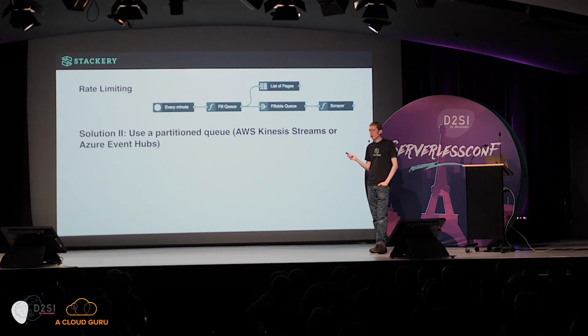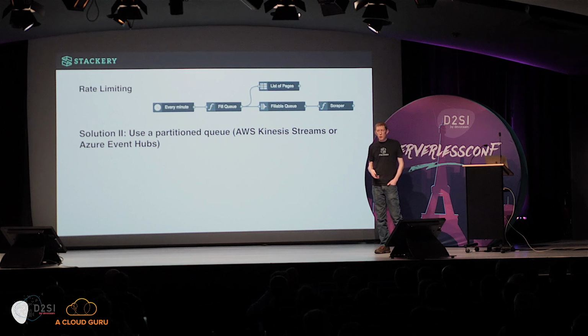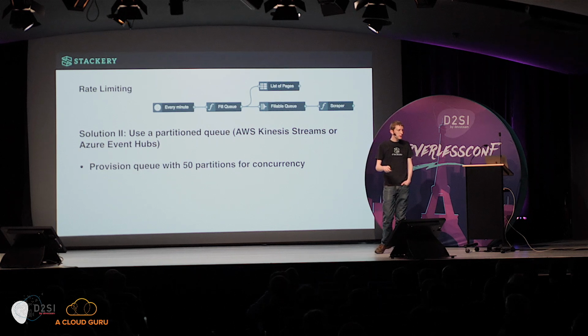So let's start looking at another example, another solution using a fillable queue. Here we're going to try using partitioned queues, such as AWS Kinesis Stream or Azure Event Hubs, which are very similar to Kafka, if you're familiar with that model. The way we're going to provision this is we need 50 functions that run concurrently. So we're going to provision the queue with 50 partitions, because each partition invokes one instance of your function.